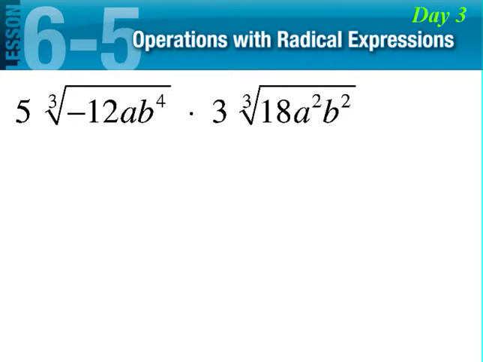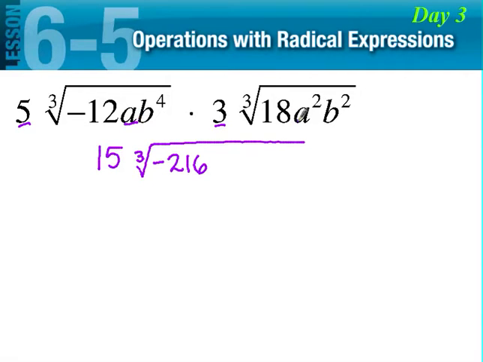Okay. So first of all, I'm going to take care of the 5 and the 3. And what does that leave me with? 15. Then I've got the cube root of. Now, instead of multiplying the 12 and the 18, what is 12 times 18? Go ahead and multiply that for me. It's 216. Okay, so is 216 a perfect cube? I don't know, we'll see.